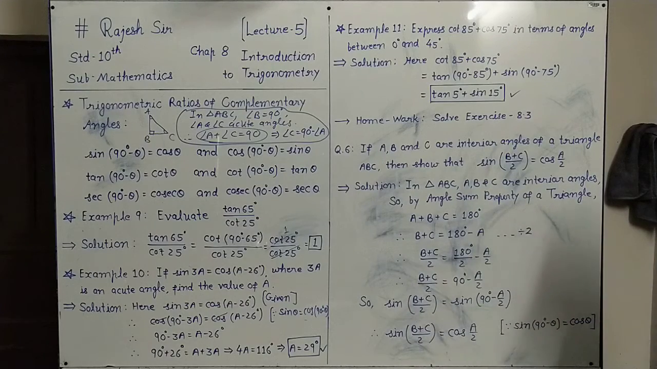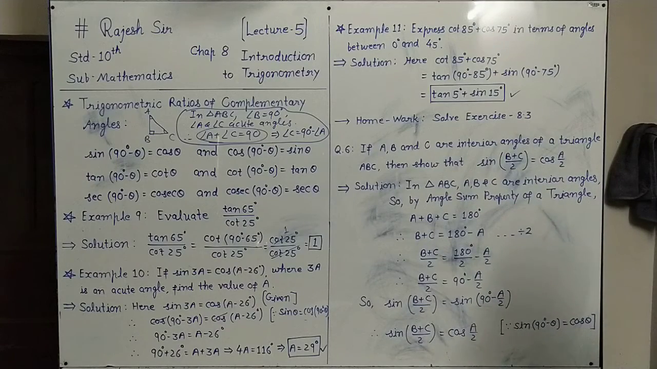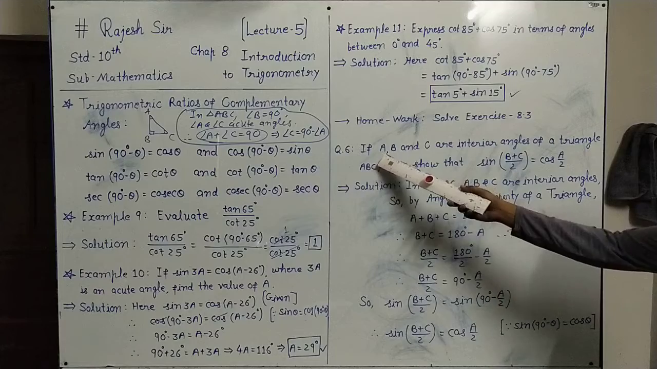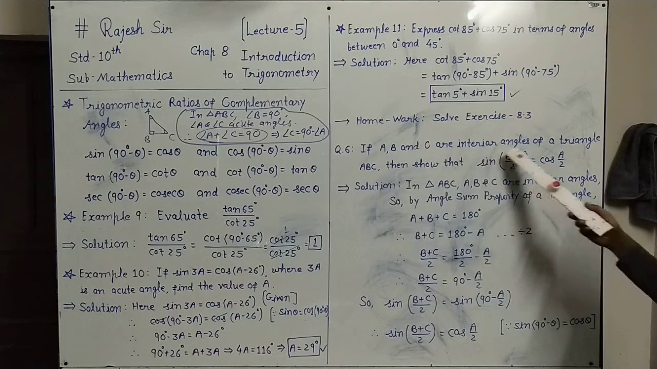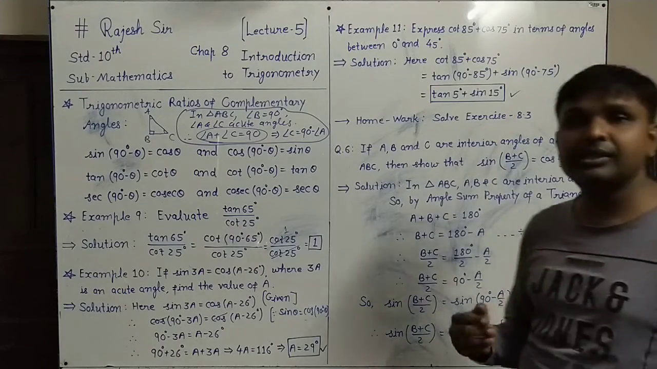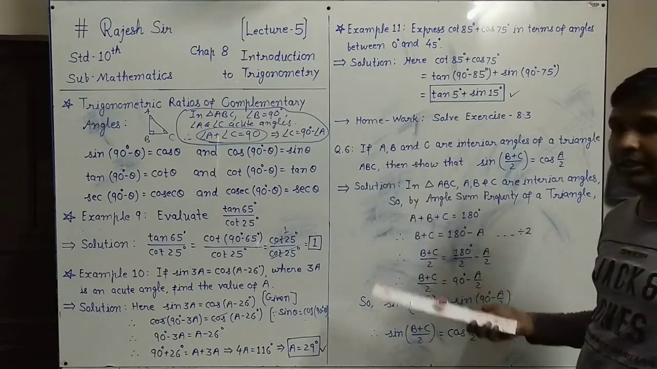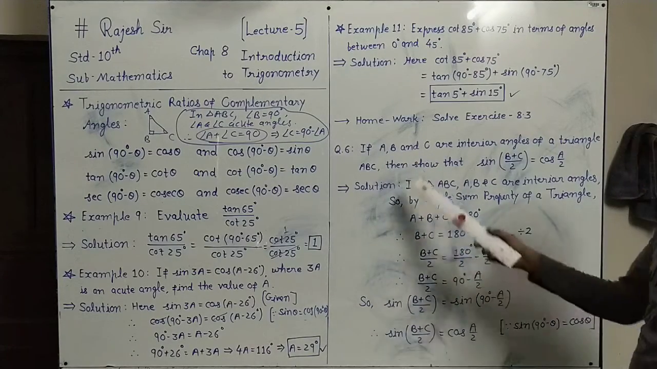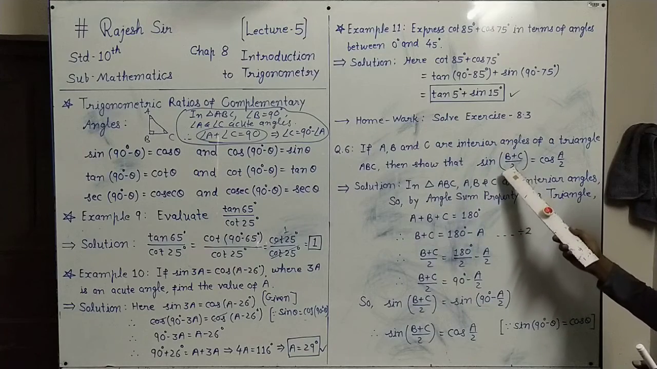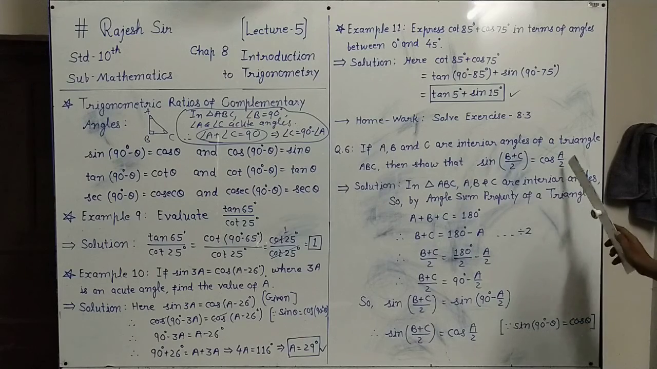You can see question number 6 of 8.3, because it needs some extra knowledge from 9th standard also. So we have done it here. Question number 6 is: if A, B and C are interior angles of a triangle ABC. In triangle ABC, you know the three angles are angle A, angle B, angle C, the interior angles. Then we have to show that sin of (B plus C) upon 2 equals cos A by 2. This we want to show.